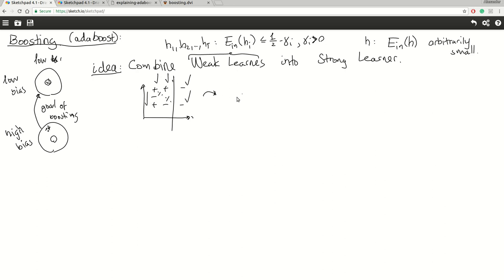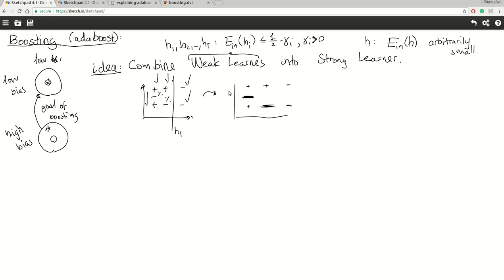So then I'll reweigh the data set now. The points I was wrong on, I'll make these bigger, and the other points I'll make smaller. I don't care as much about these points because I already predicted them correctly. We'll call this H1. The idea is now I'll try to learn again.